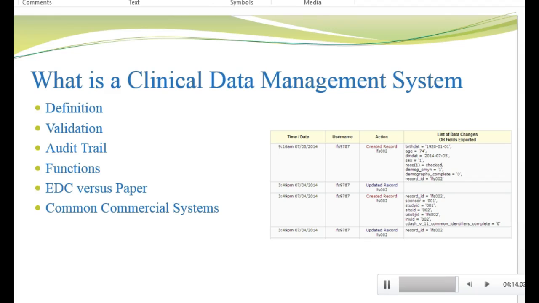Here are some of the more commonly known systems. For EDC, there's Oracle Clinical's Remote Data Capture System, Inform, Medidata Rave, OpenClinica, and REDCap. The paper-based systems, really the leaders in the industry, are Oracle Clinical and ClinTrial.